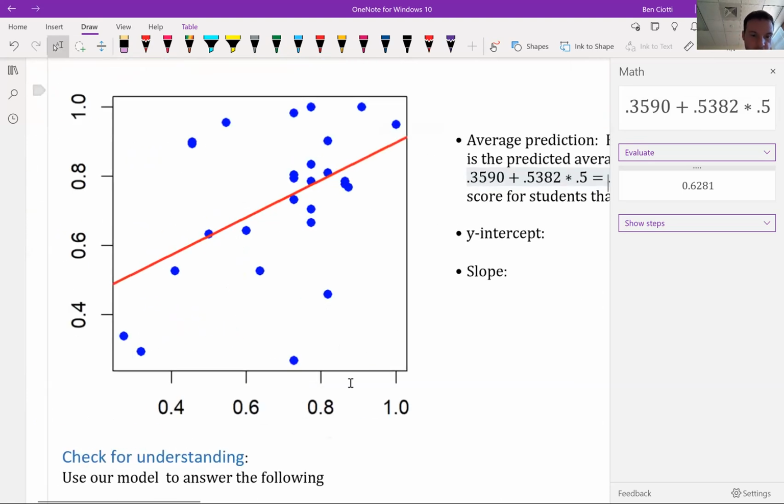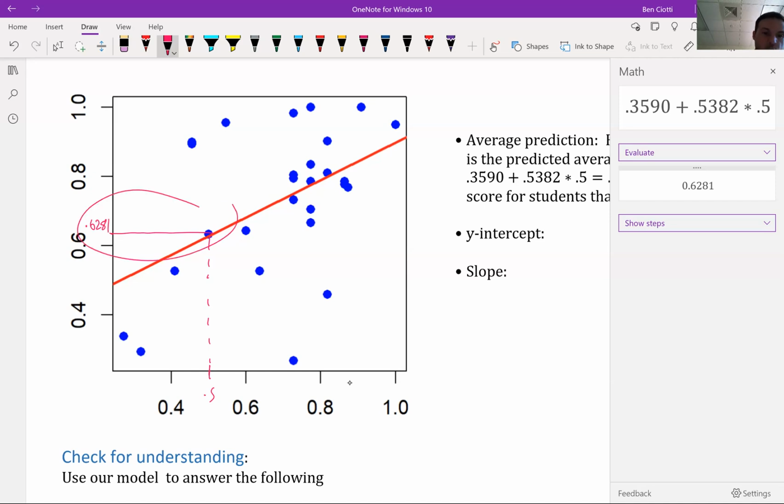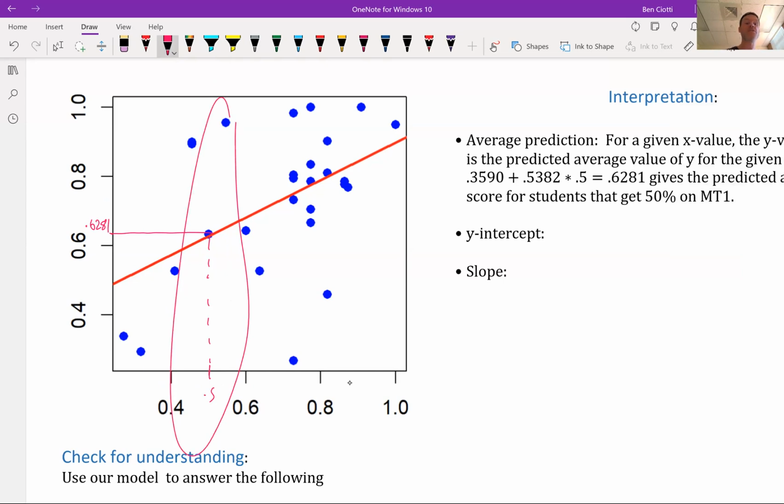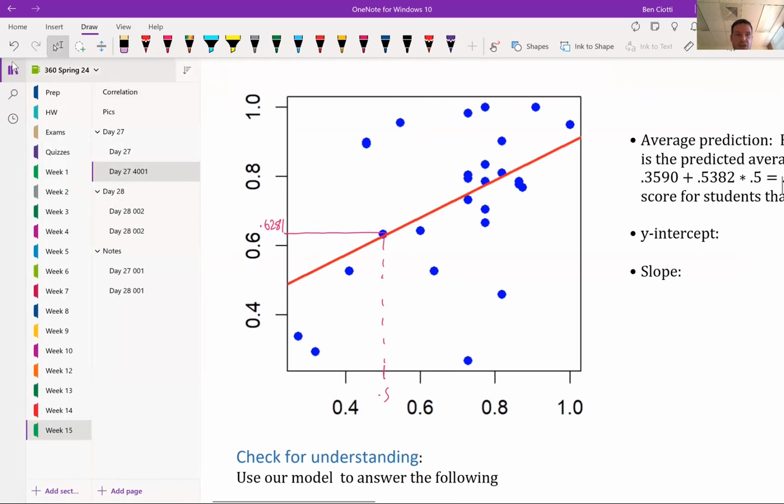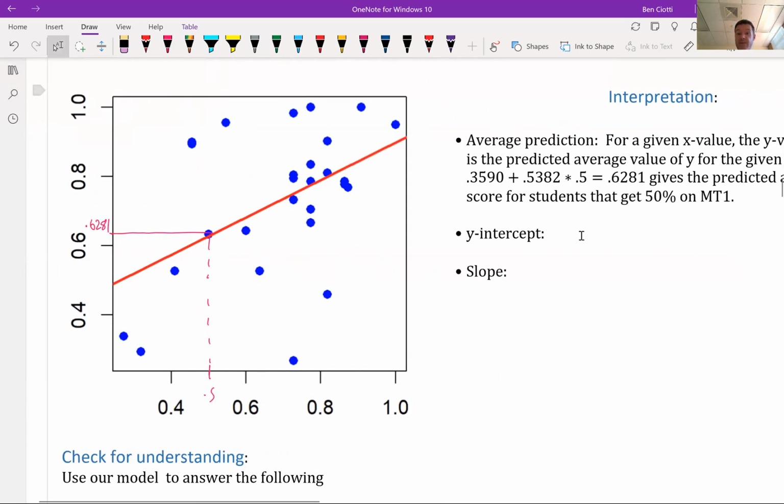So if you look for where x is 0.5, 0.6281 is the y value that's on the line above x equals 0.5. And moreover, if many students took this exam many times, among all the students that got 50% on the first midterm, the average midterm 2 score is predicted to be about 62.8%. So that's the interpretation of the regression line, the predicted average y value for a given x value.